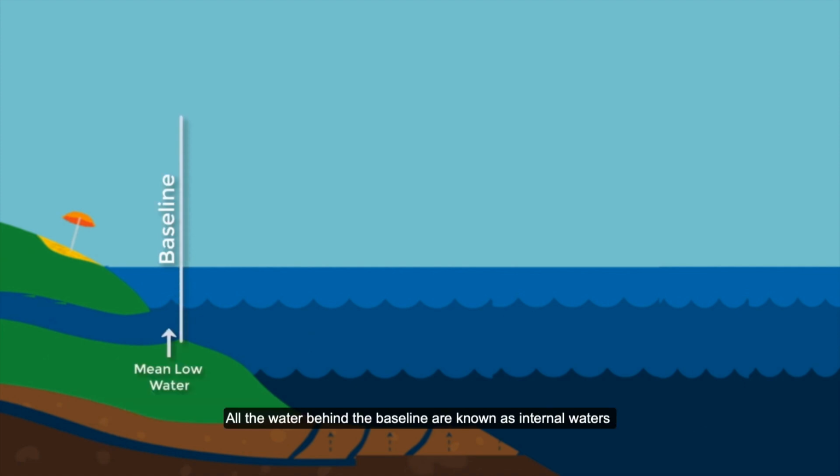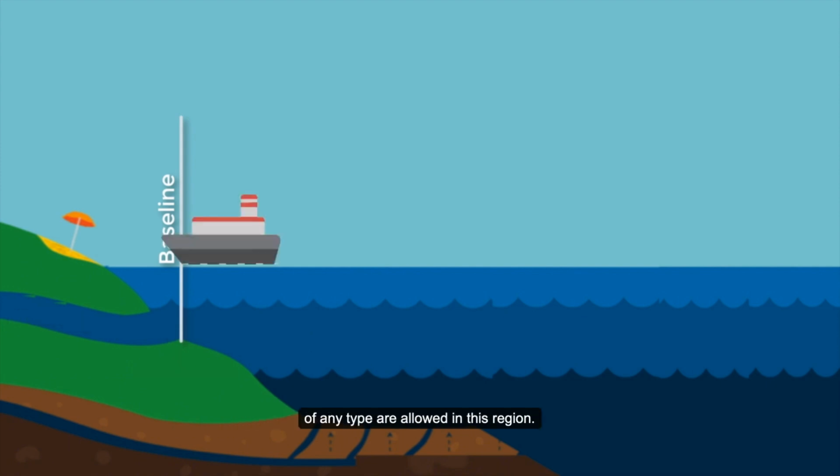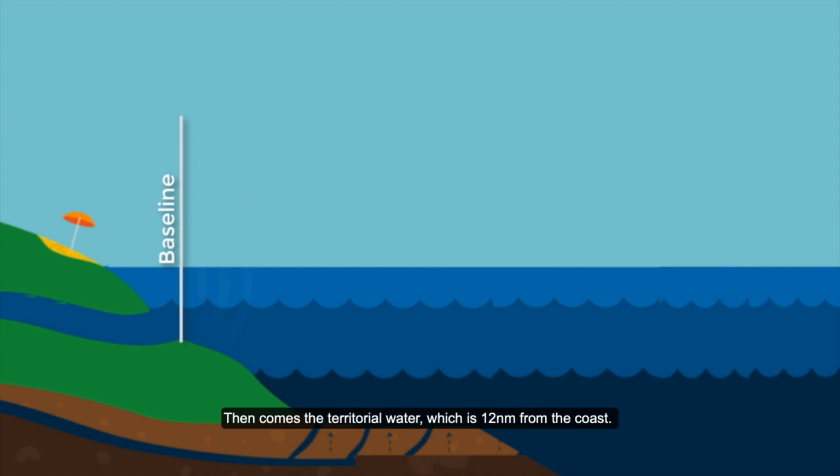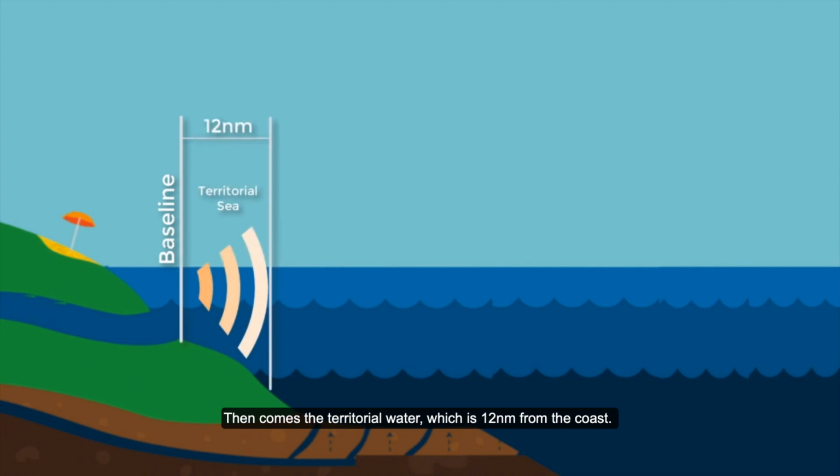All the waters behind the baseline are known as internal waters, which are exclusively under the state. No foreign vessels of any type are allowed in this region. Then comes the territorial water, which is 12 nautical miles from the coast.